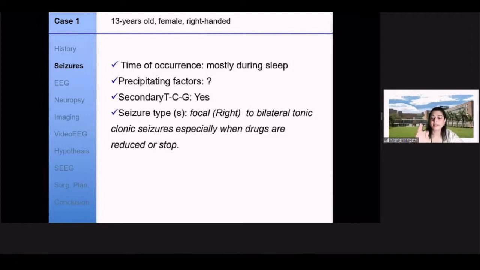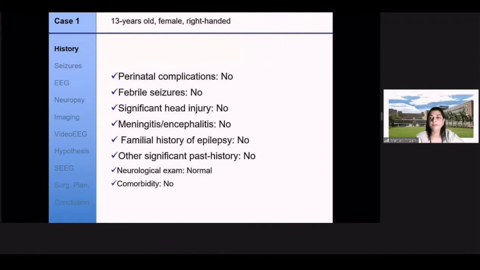And if you look at her birth history, there was no history of any perinatal hypoxia or any problems during delivery to the mom. There was no history of febrile seizures. There was no history of head injury. There was no history of any meningitis or encephalitis. There was no family history of similar episodes occurring in the night. And there was no significant past history at all.